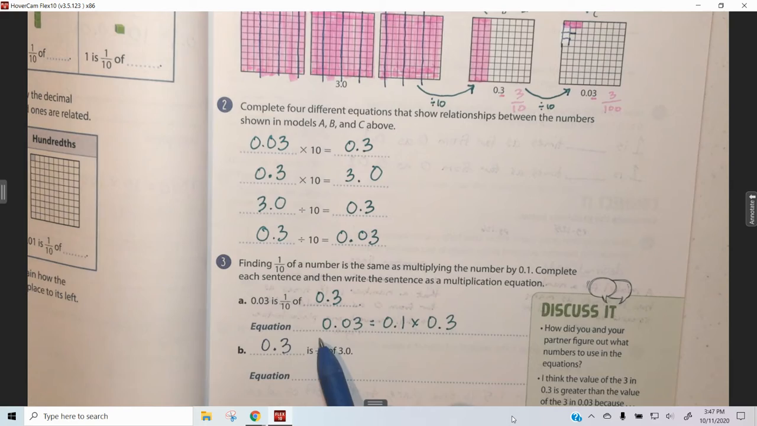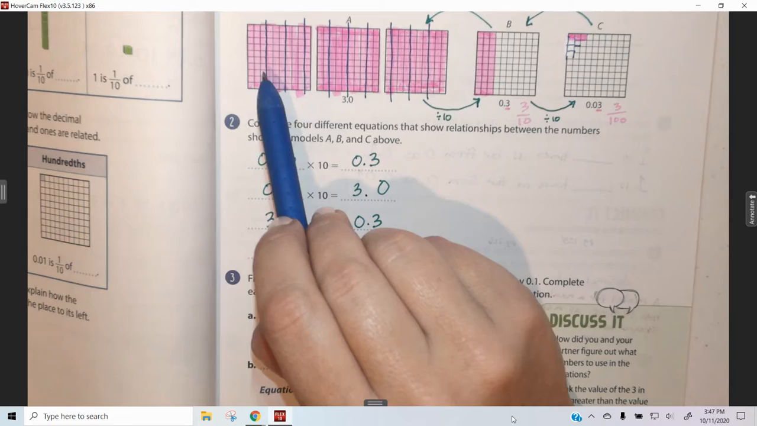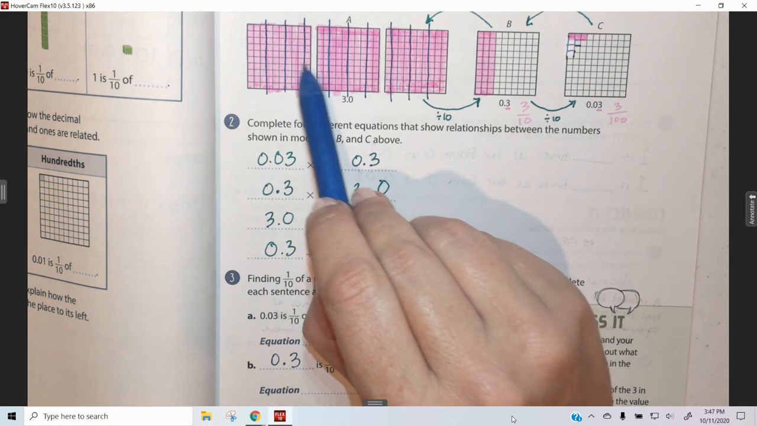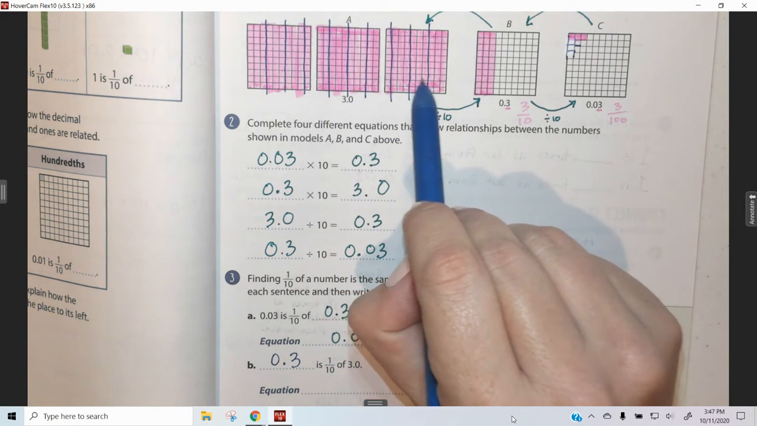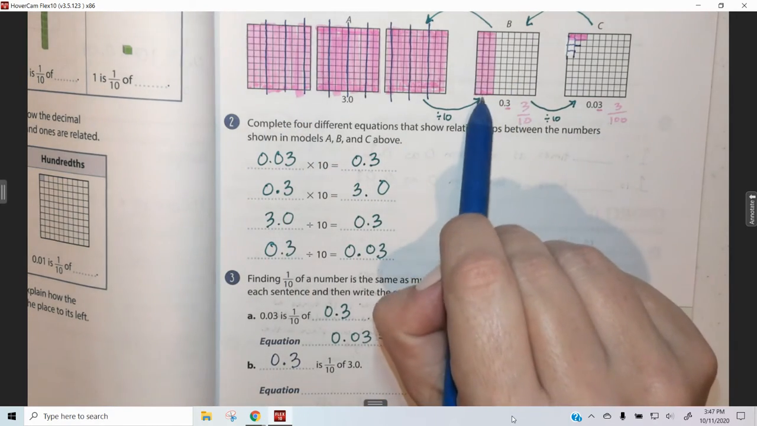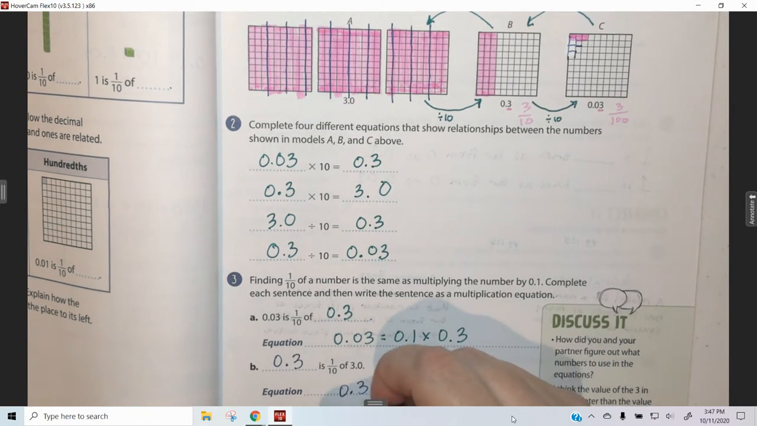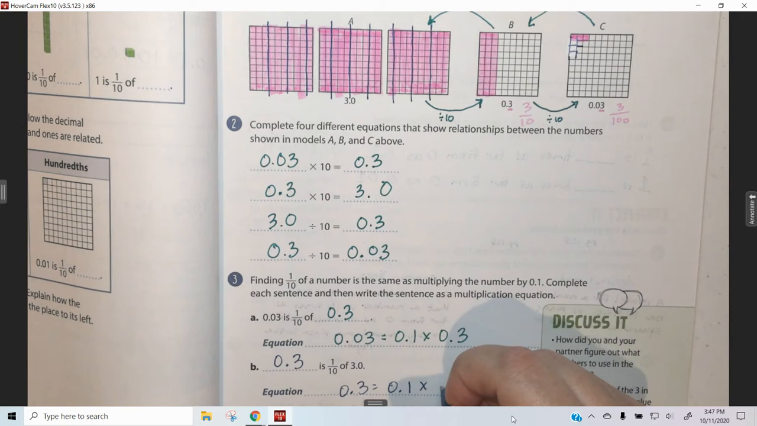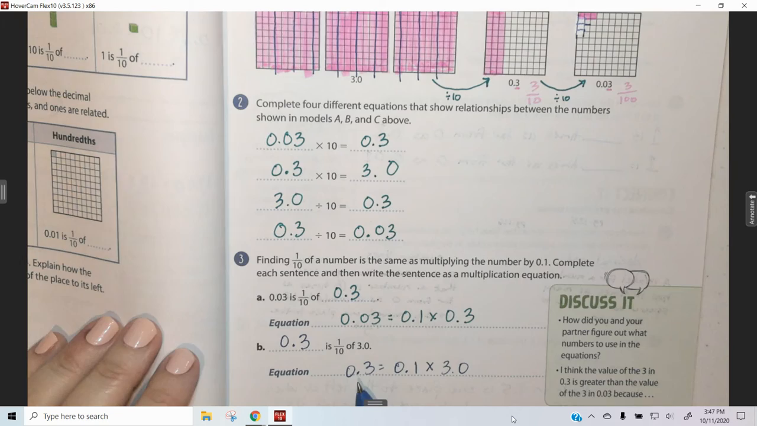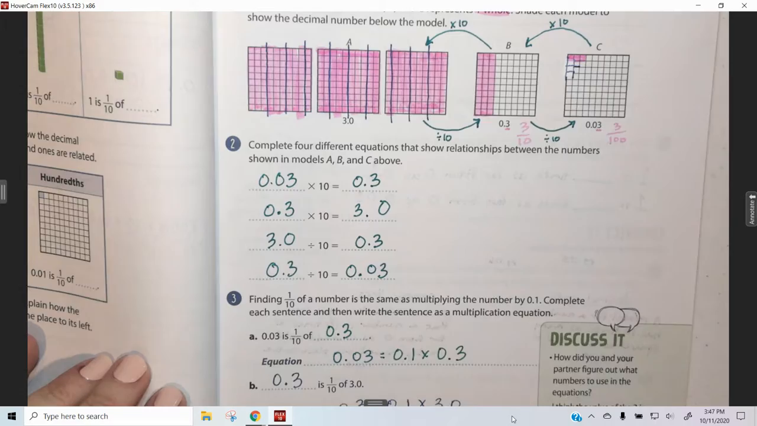We took 3 and we want to know what is 1/10 of 3. So if we take 3 and we break it up into tenths, we have 1, 2, 3, 4, 5, 6, 7, 8, 9, 10. How much is one section of that? It is 3/10. So 3/10 is equal to 1/10 times 3. Or 3/10 is 1/10 of 3 wholes.